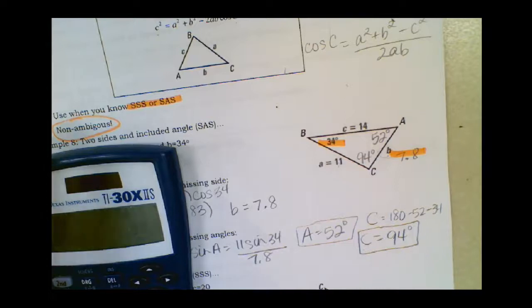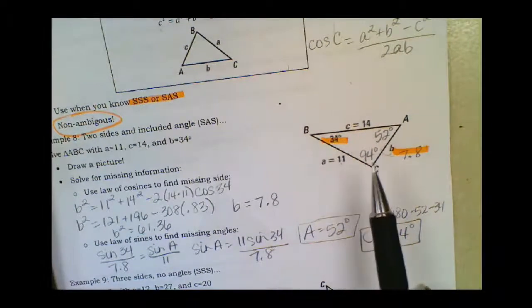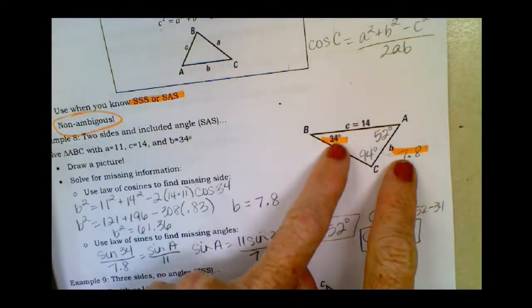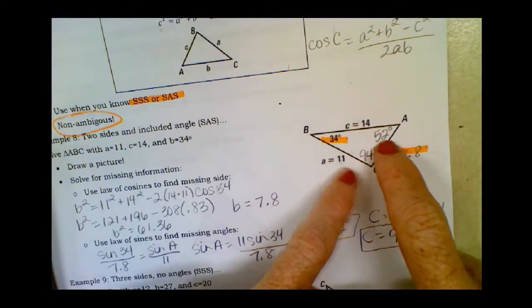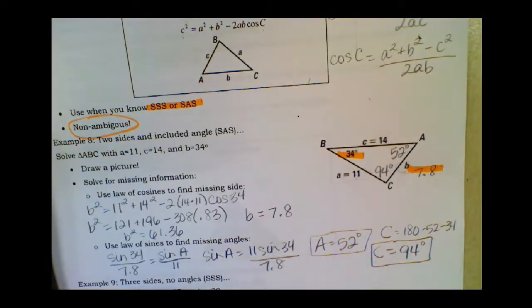And again, I can go back and check that my ratios are correct. I should have the shortest side, which is my 7.8, go with my smallest angle, which is 34. My middle side goes with the middle angle. The longest side goes with the largest angle, which it does. So my triangle checks out. Okay. Go ahead and do the one at the bottom, and then come back and check your work.